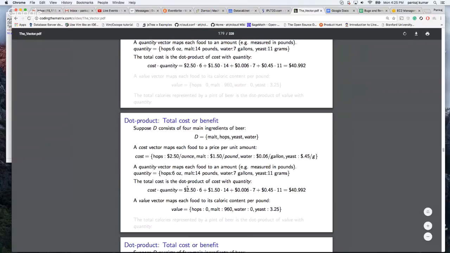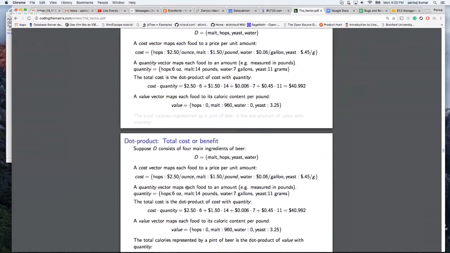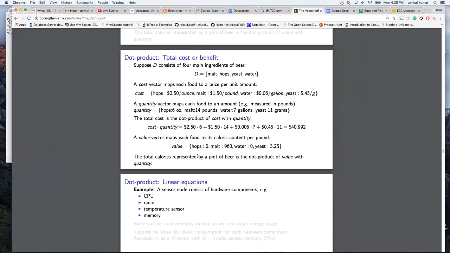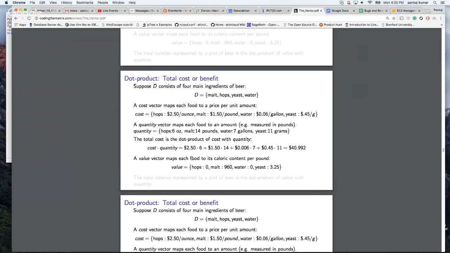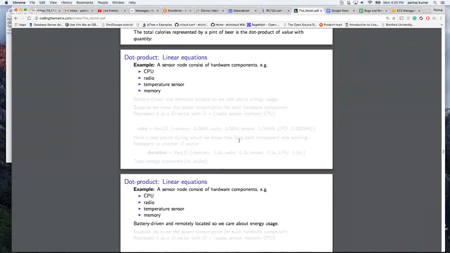So you're basically taking a dot product, and it will give you a scalar value, which will be the cost of making the beer. So here does it say how much it is? No, it doesn't, but 40.992 is how much it will take to make the beer.